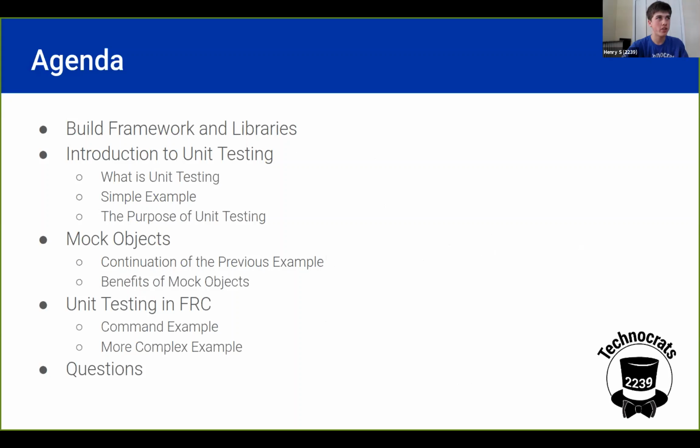Today, I'm first going to talk about what build framework and libraries I used for the code examples in this presentation, so you can replicate them if you want to. And then I'll talk about an introduction to unit testing, go over what unit testing is, talk through a simple example, and then talk about the purpose of unit testing. And then I'll go through a really important feature of unit testing, especially in FRC, which is using mock objects. And we'll expand the previous example to use those. And then we'll go over a few examples of how you can write unit tests for an FRC program. And then we'll have time for questions at the end.